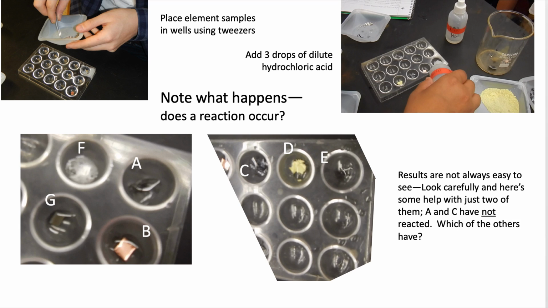You're looking into the well plates. Not always easy to see, even in real life there. And so going to help you with 2 and say A and C have not reacted. Some of the others have or have not, and I think they're a bit easier to see as you're going through it to get your results from this one, and you can pause this and or come back to it.